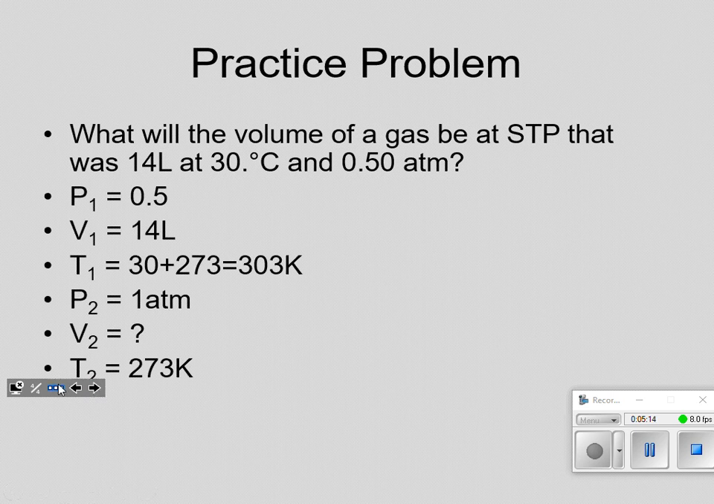Here is a suggestion I would give as you're doing this type of problem. Again, you don't have to do this entire problem right now. My suggestion would be, either as the question's written or off to the side afterwards, figure out what's my initial pressure. Okay, it was this. Initial volume, this. Initial temperature, don't forget to add the 273 because it has to be in Kelvin.